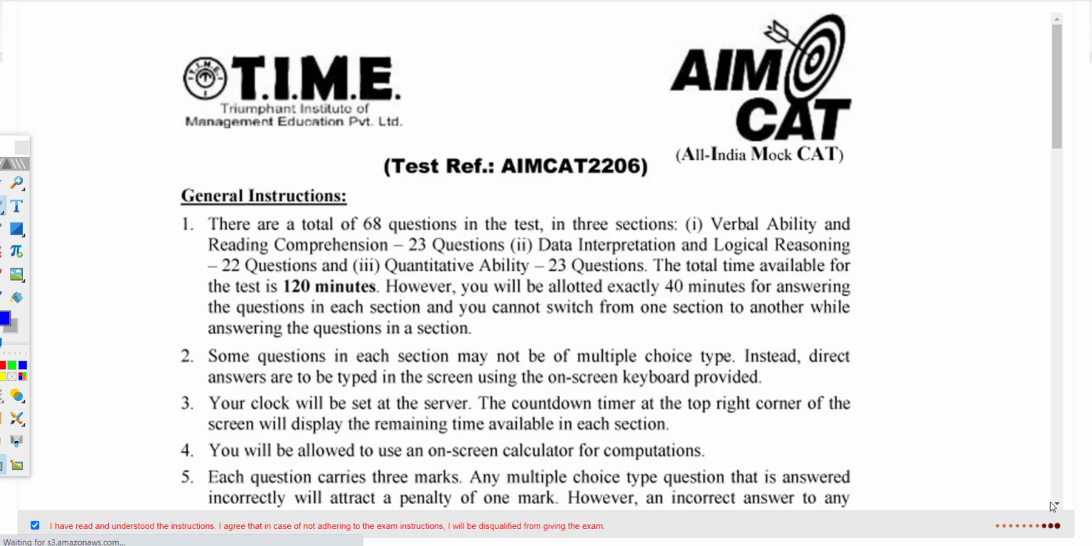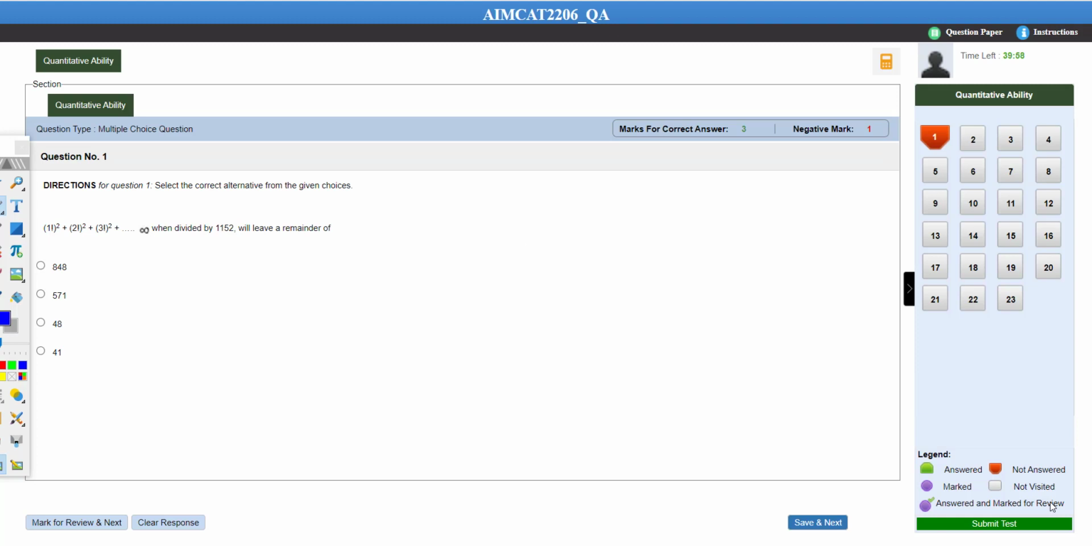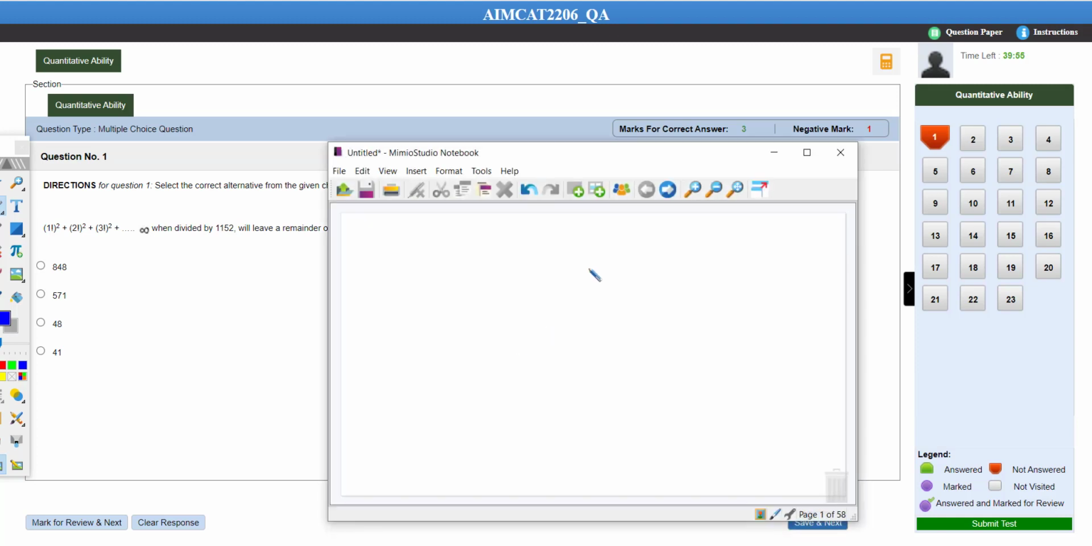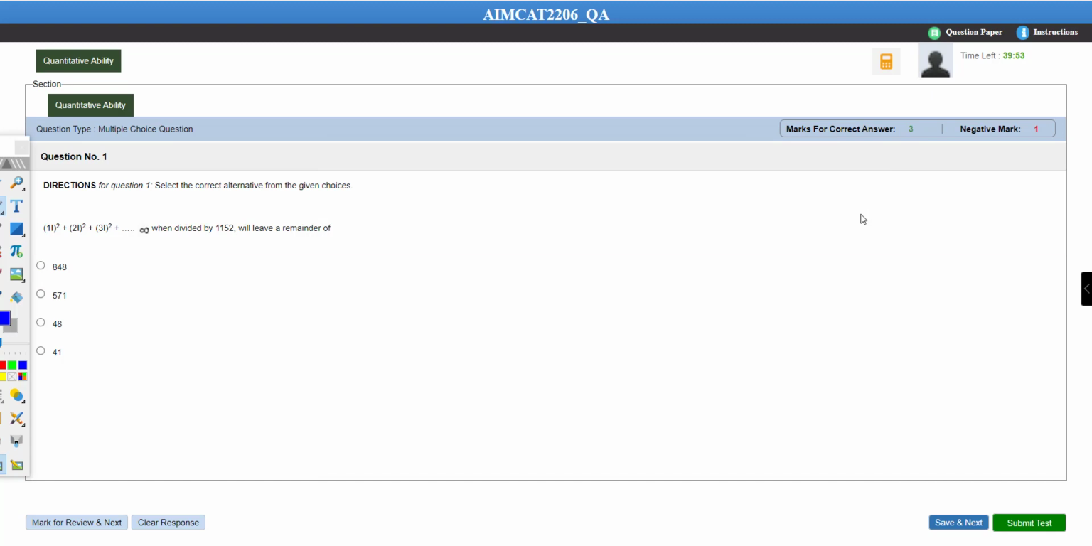Let's start with the test. The test is loading. Now let's start with the first question. This is my notepad where I will be doing calculation.